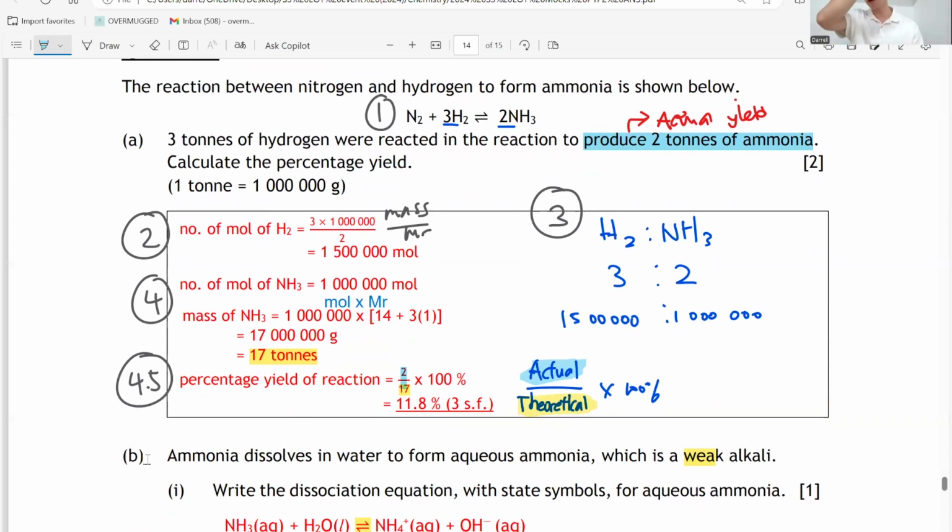I'll also briefly show how when aqueous ammonia dissolves in water, it releases OH minus, qualifying it as a weak alkaline. But because it's a weak alkaline, please have the discipline to write it as a reversible arrow, not a single-headed arrow. Because a single-headed arrow is for strong alkaline or strong acids.